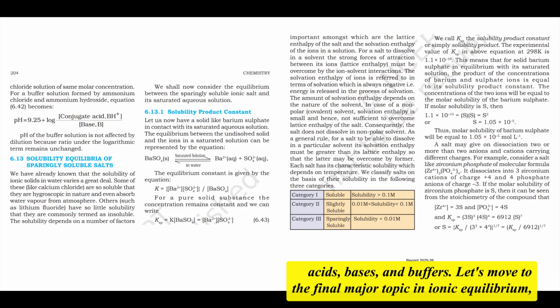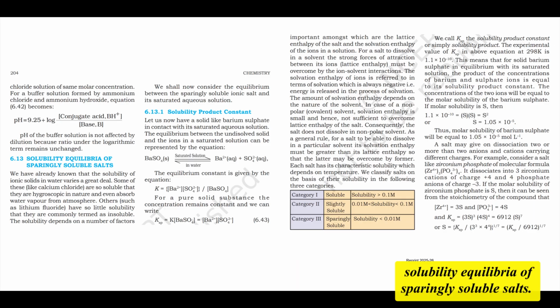Let's move to the final major topic in ionic equilibrium: solubility equilibria of sparingly soluble salts. Why do some salts like AgCl barely dissolve, while others like NaCl dissolve so readily? That's right, there's a huge variation in the solubility of ionic solids in water. Understanding why involves considering the energetics of the dissolution process, which depends on a balance between two main factors.